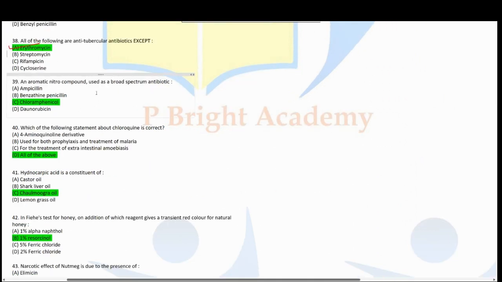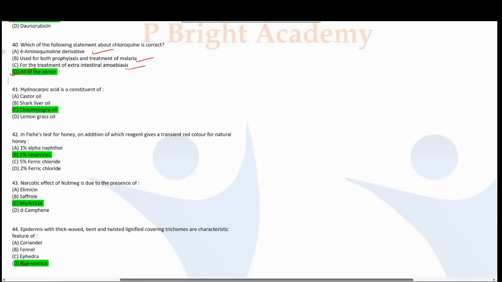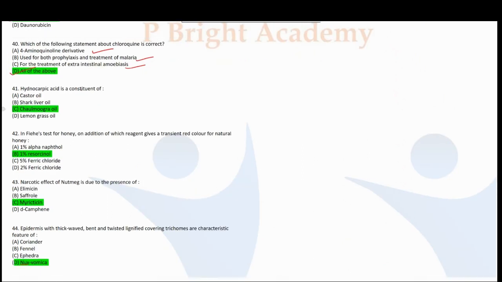An aromatic nitro compound used as a broad spectrum antibiotic is option C, chloramphenicol. Fourteenth question, which of the following statements about chloroquine is correct? It is a 4-aminoquinoline derivative, used for both prophylaxis and treatment of malaria, and for extraintestinal amebiasis. So all the above. Right answer. Hydnocarpic acid is a constituent of chaulmoogra oil. Option C is the right answer.